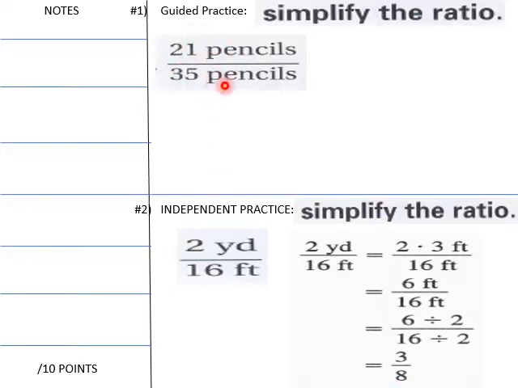Then up here, 21 to 35. What would be the greatest common factor here between 21 and 35?